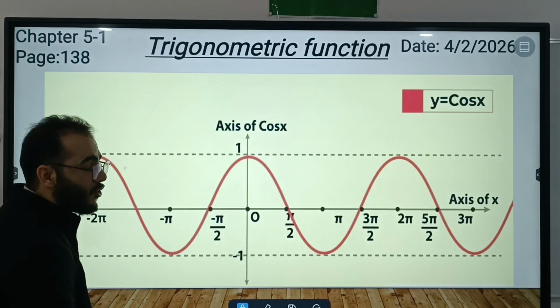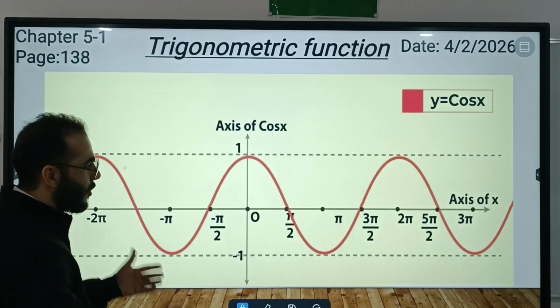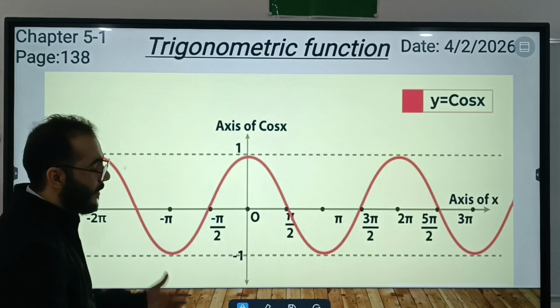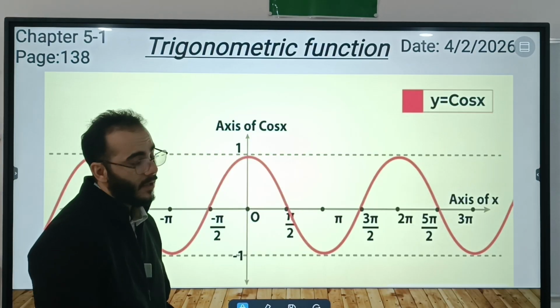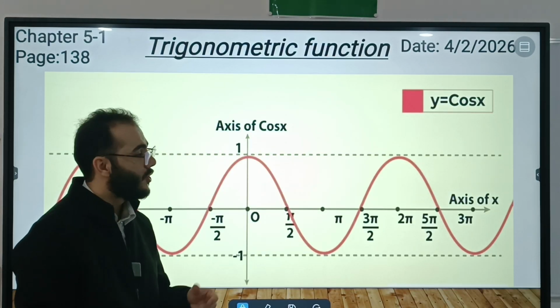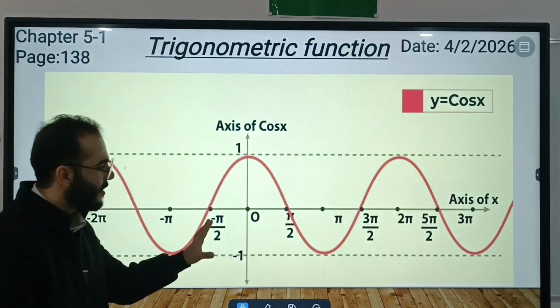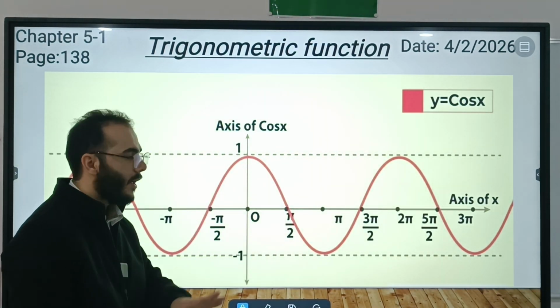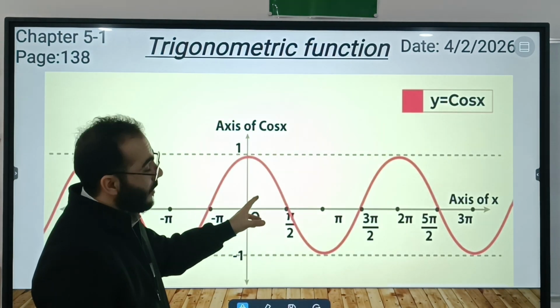So in grades 11 and 12, of course, you are going to study something else regarding the graph of these trigonometric functions. In the grade 11 videos, I will explain everything regarding the remaining parts of the graph of the trigonometric function. But for now, this is the only thing that you need to know: domain and range, and the way of the graph, of course. How does it behave?